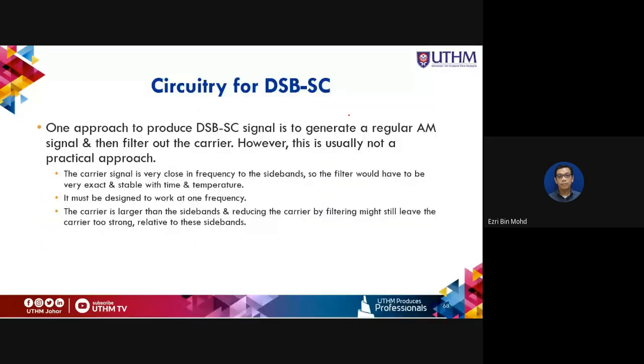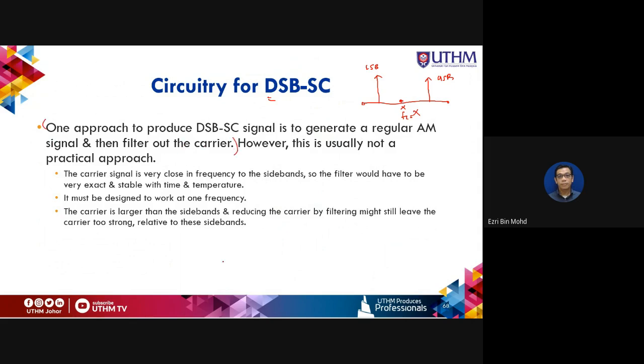Okay. The next slide is about circuitry for DSB suppressed carrier, which is double sideband suppressed carrier, where we can expect that the carrier element of this AM is reduced or suppressed, not there. So FC is not there. Only the sideband pair is left, the lower sideband and upper sideband. One approach to produce a double sideband signal is to generate a regular AM signal and then filter out the carrier. This is the easiest.